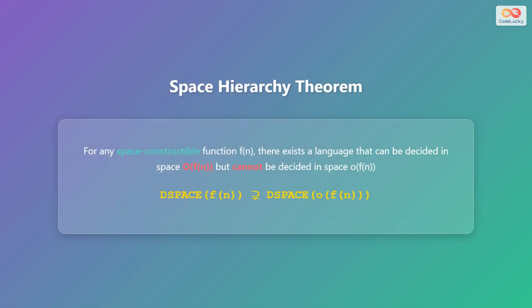The Space Hierarchy Theorem states that for any space-constructible function f of n, there exists a language that can be decided in space big O of f of n but cannot be decided in space little o of f of n. In mathematical terms, SPACE(f(n)) is a strict superset of SPACE(o(f(n))).